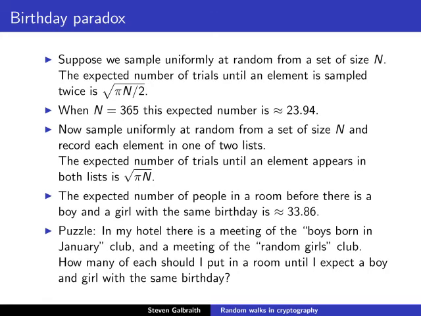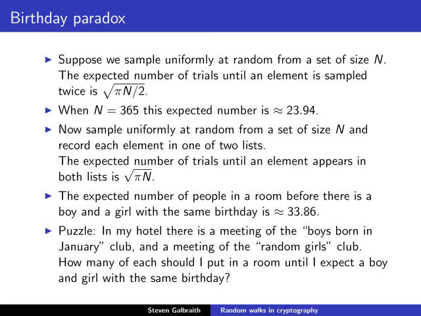Just a reminder of the birthday paradox. Sample at random from a set of size n. The expected number of trials until you draw the same element twice is root pi n over 2. So this is very well known, and this is the usual joke about how many people do you need in a room until two of them have the same birthday, would be about 24.